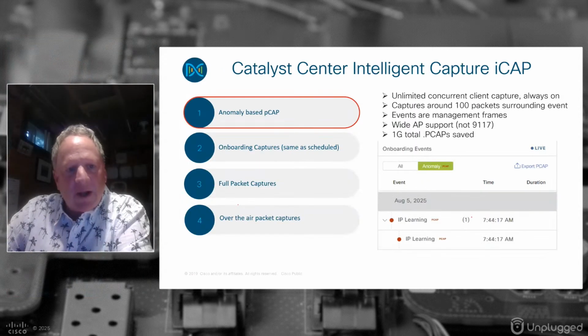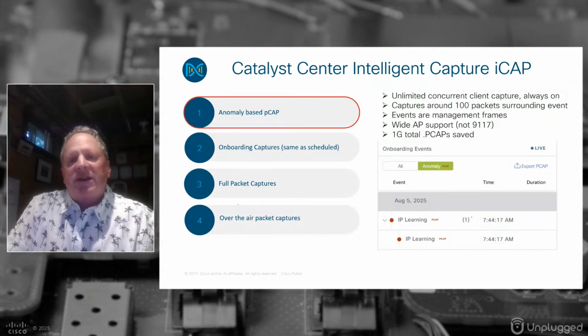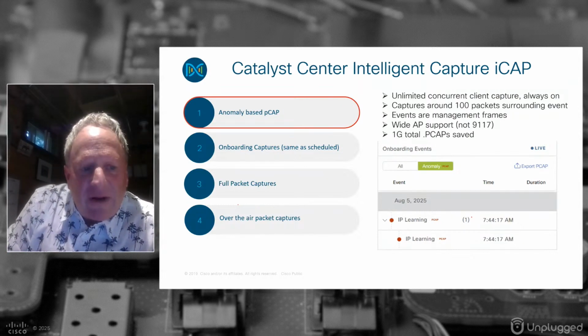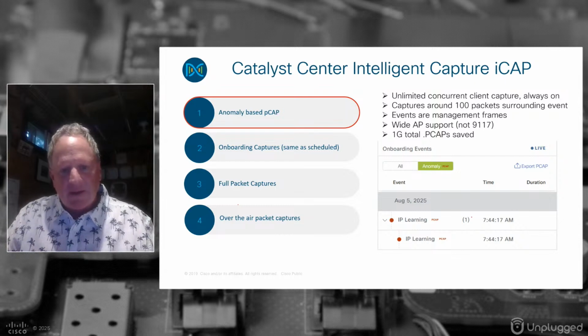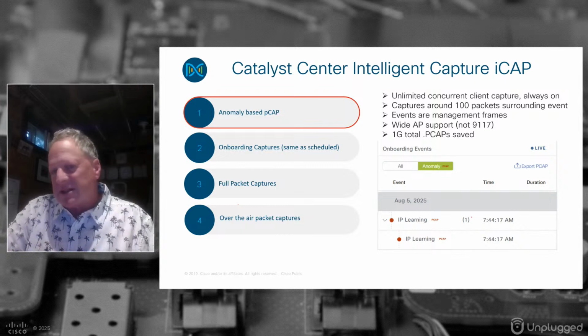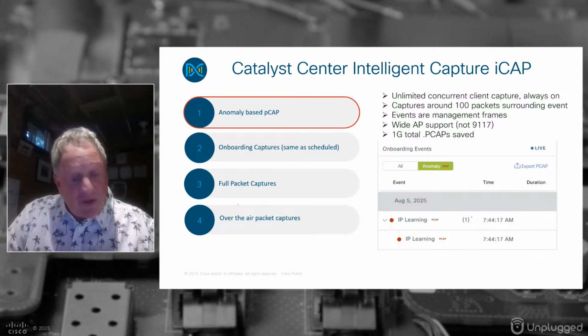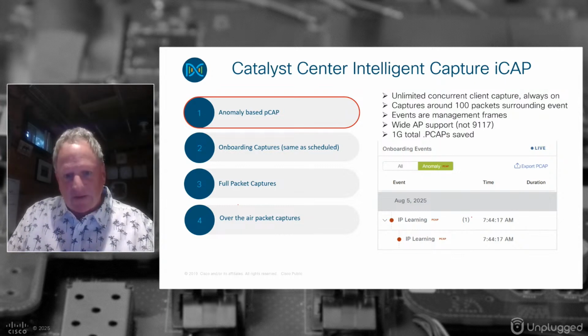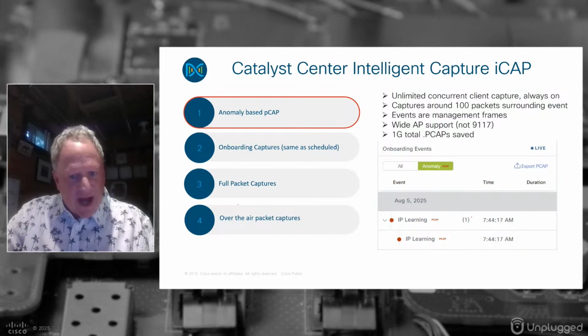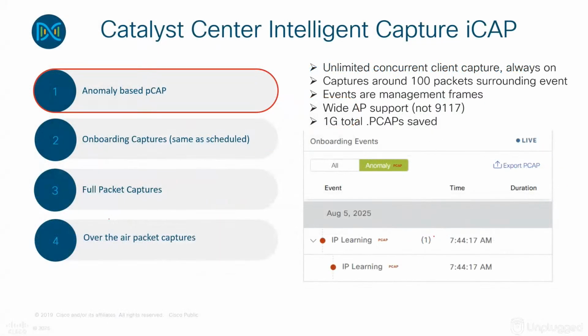So when looking at Catalyst Center Intelligent Capture, there's 4 items that I want to go through, and these are all 4 features or pieces of functionality that exist on Catalyst Center. There's a 5th one too that I'm going to touch on. It's not on this slide. It's a little bit of an out-of-band method where we're not using Catalyst Center. We're using the controller and the AP directly. But let's start off with number 1, anomaly-based packet capture, or anomaly-based PCAP.